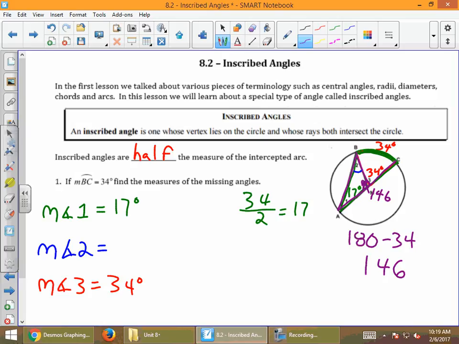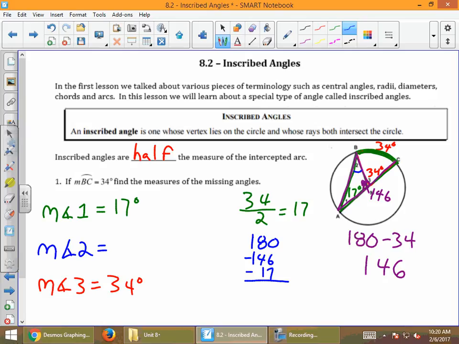Now it's a triangle if you didn't see it this way. And a triangle does add up to 180, so I can say this plus this angle 2 will equal 180. So I'll do 180 minus 146 minus the 17 in green, and that will tell me what the missing angle is. So what is 180 minus 146 minus 17?